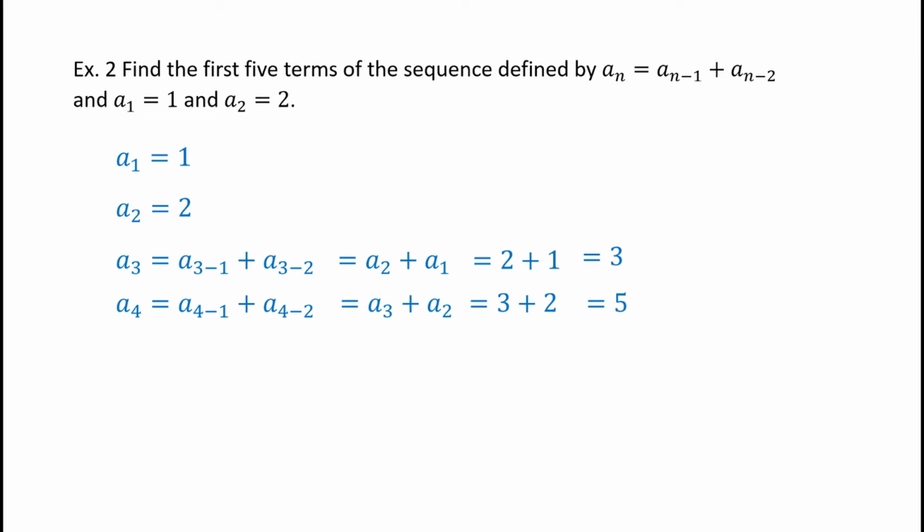And finally, we need to solve for a sub 5. Let's mimic the pattern that we've established for a sub 3 and a sub 4. That's going to be the sum of a sub 4 plus a sub 3. A sub 4 we just computed as 5. A sub 3 we computed as 3. The sum of 5 and 3 is 8. So the first 5 terms of the sequence are 1, 2, 3, 5, and 8.